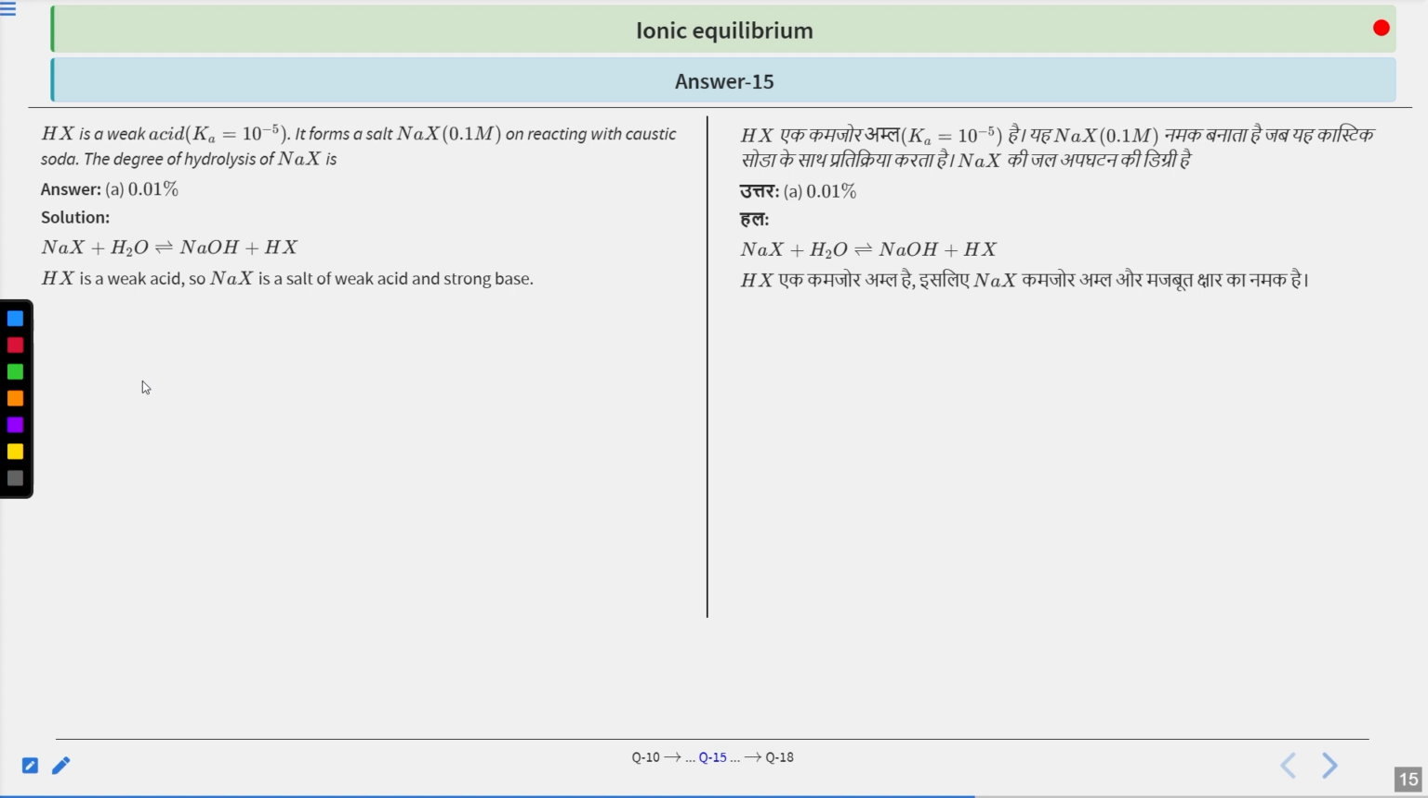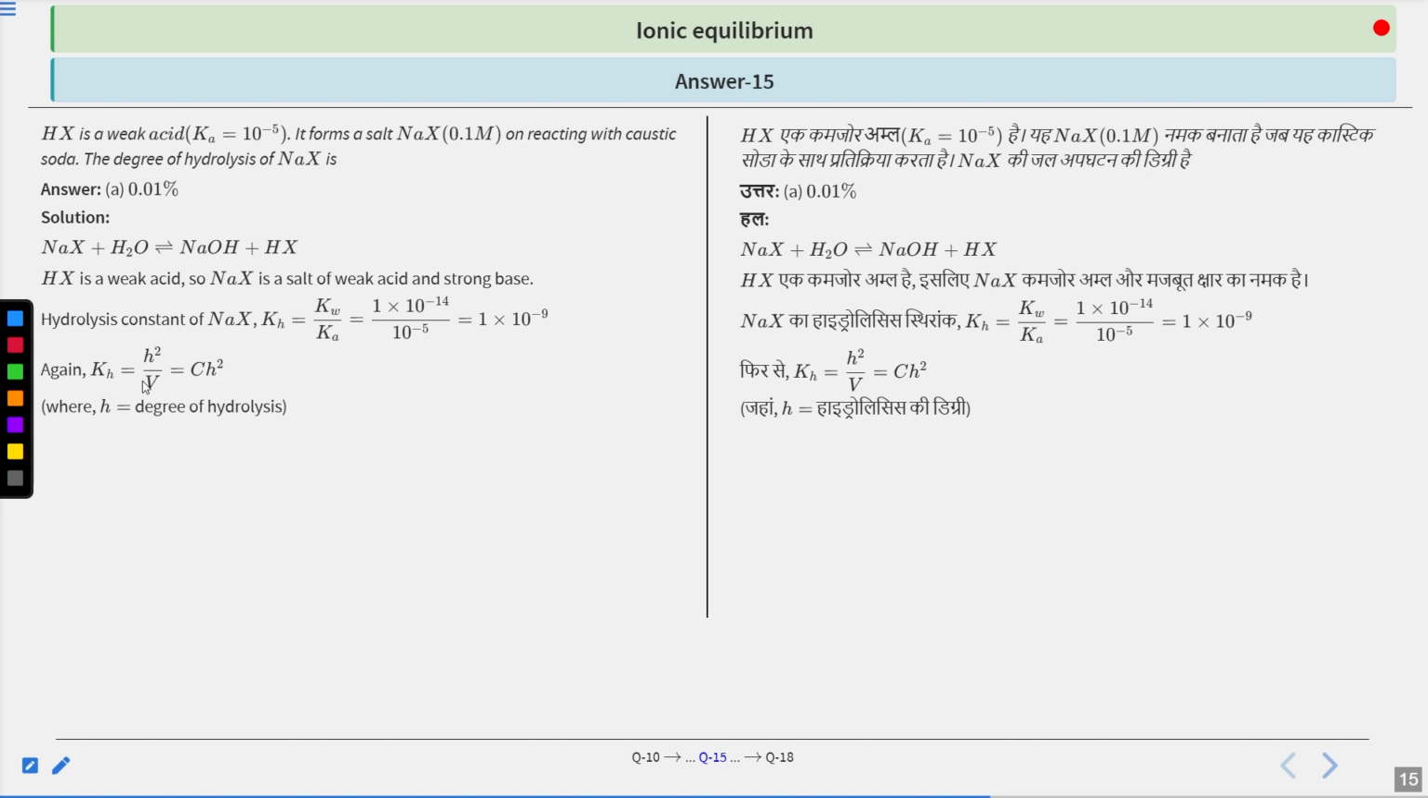HX is a weak acid, we know it, and NaX is a salt of a weak acid and a strong base. So we can write the hydrolysis constant of NaX as Kh equals Kw by Ka. Now if you put the Kw value, 1 into 10 to the power minus 14, by Ka, which is 10 to the power minus 5, that will give your Kh value as 1 into 10 to the power minus 9.